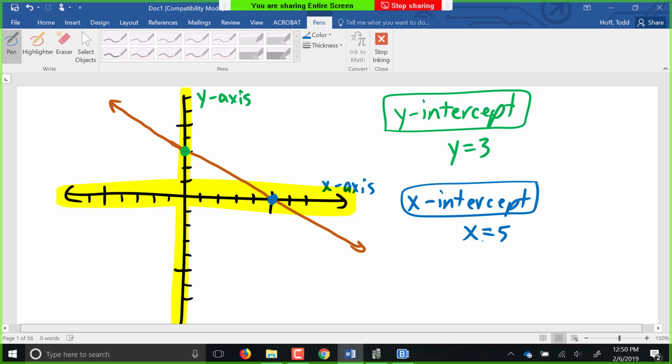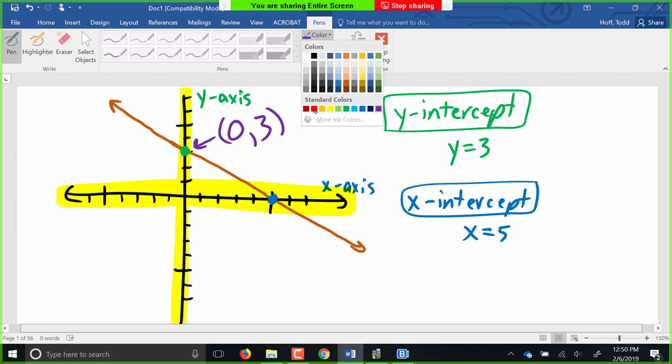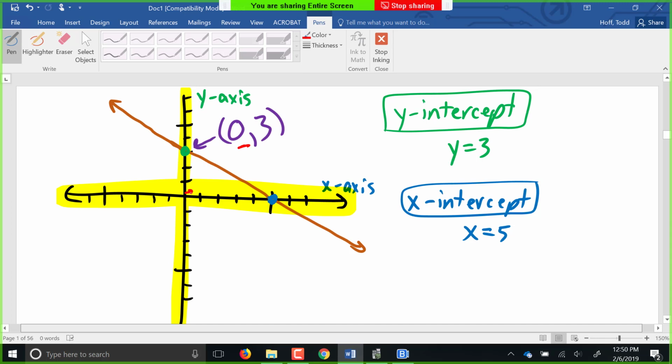But remember, we're dealing with a two-dimensional graph. What is the actual coordinate of this y-intercept? What's (0, 3)? Very good. The x-coordinate is 0 because we're on that y-axis. We have not gone side to side at all. So we are at 0 in the x direction. So the x-coordinate of our y-intercept will always be 0.